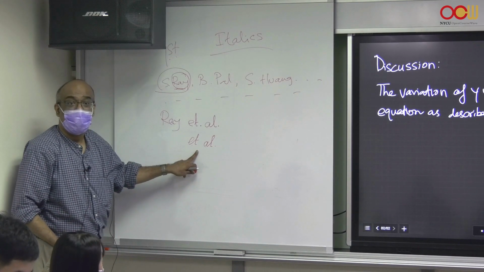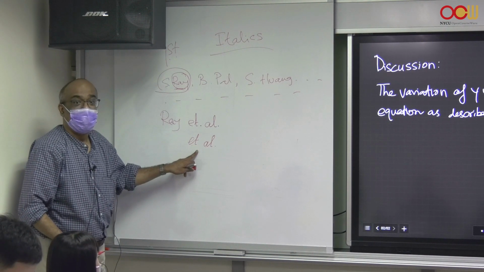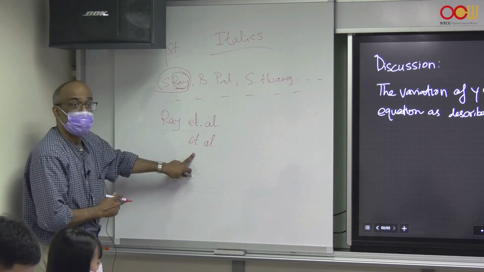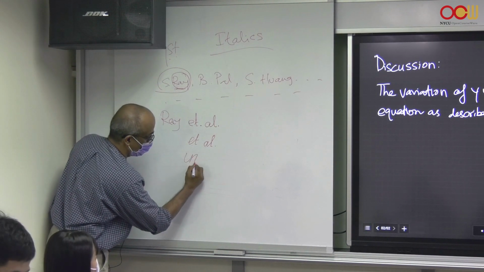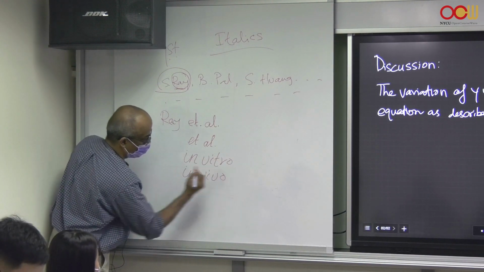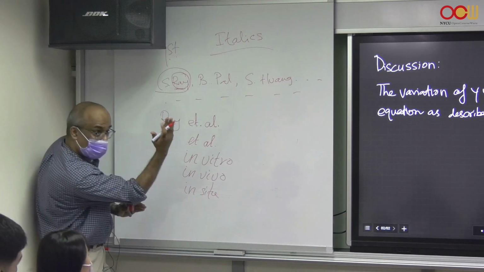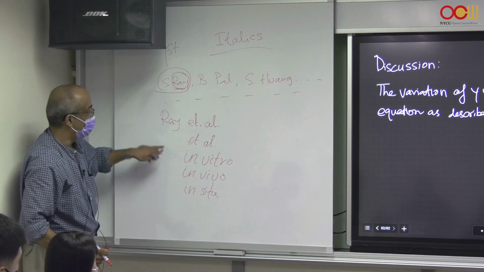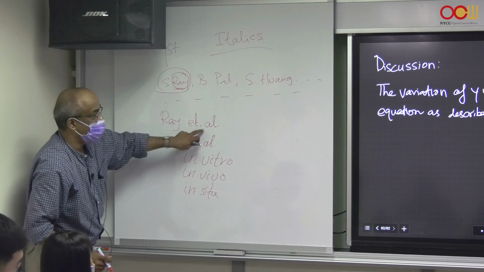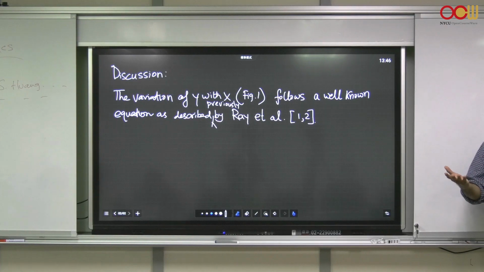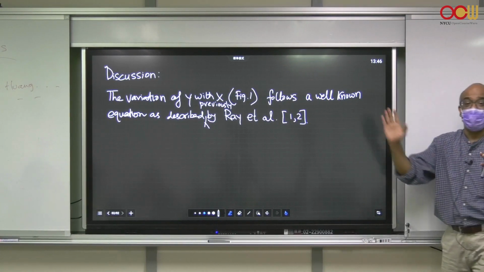For example, if you have some experiments which are like in vitro, in vivo, in situ, they are all like this. So in vitro, in vivo, or in situ, these words are all italics. So that is the meaning of et al. So that is the et al. over there. The first thing you need to learn, references come in discussion.